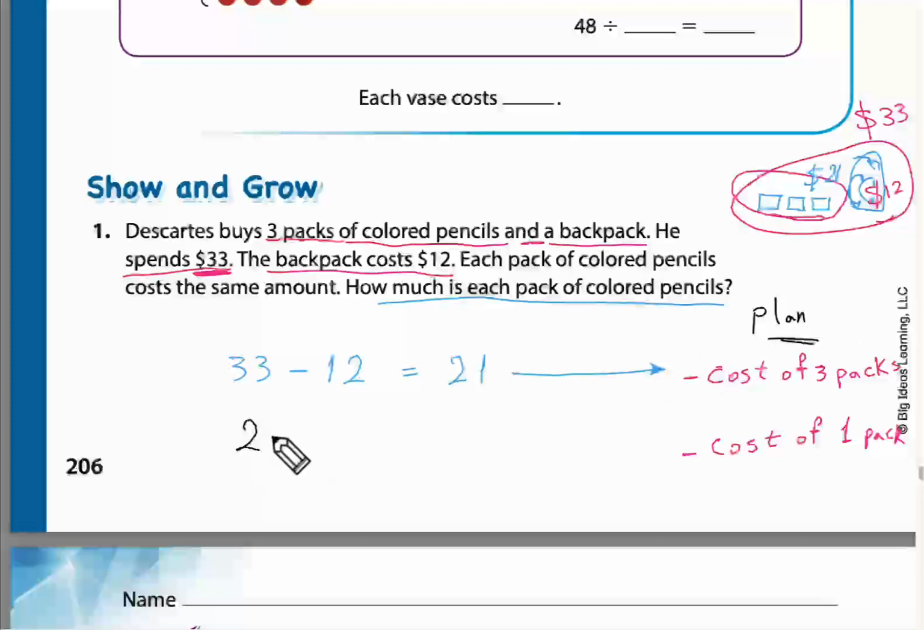Because 7 plus 7 plus 7 equals 21. Okay, can you use 21 and 3 in a division equation? Yes, 21 divided by 3 equals 7. So this 7 is the cost of one pack. So the answer is $7 for each pack of colored pencils.